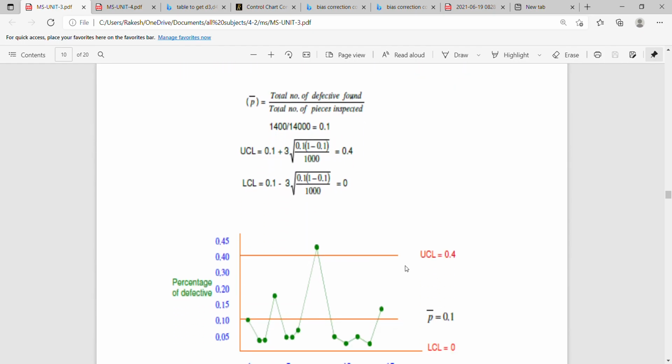You can calculate it. It is just a model graph. To explain how a p graph will look, I just took a sample. This is not the correct diagram.